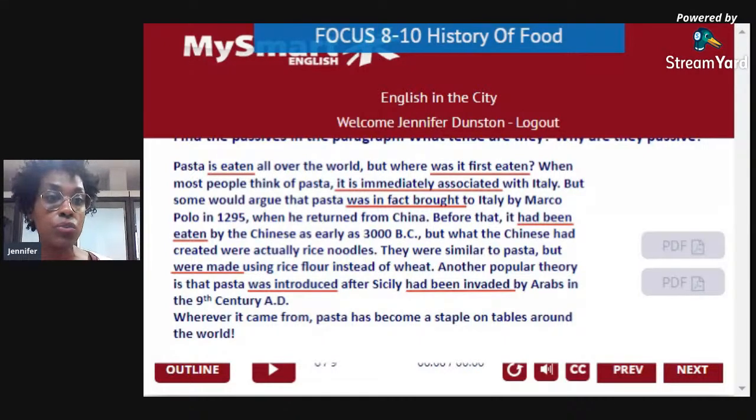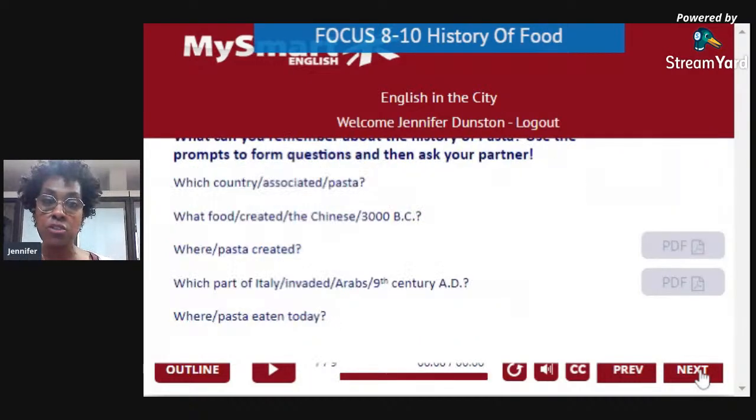So we want our listener to focus on the fact that pasta is eaten all over the world, not who has eaten it. Okay, so those are two reasons why we use the passive. Because we don't know who has done an action, or because it's not important who has done the action. And the object itself, we want people to focus on the object itself.